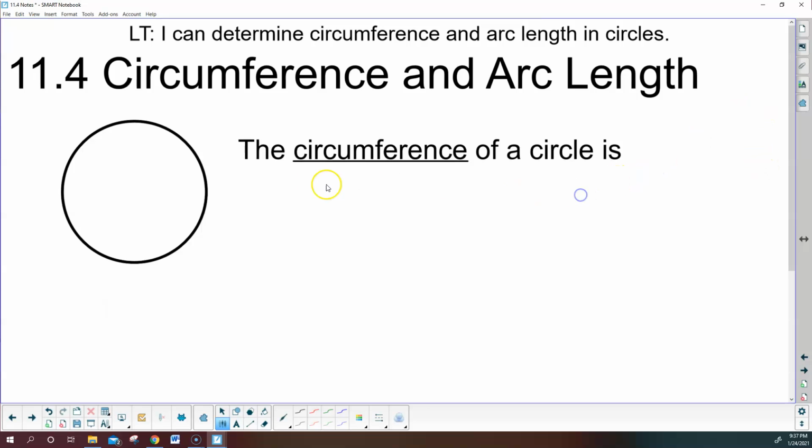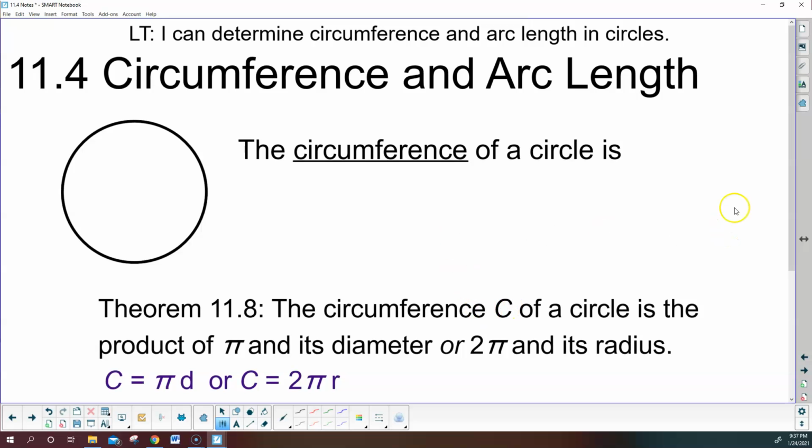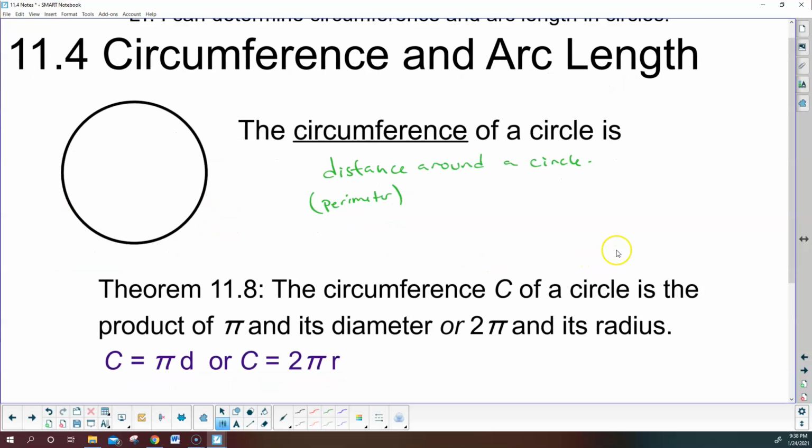Well, circumference is the distance around a circle, right? This circumference is the distance around the circle. Now, when we say distance, some people like to also think of that as perimeter, right? That's the distance all the way around. That's perimeter. There's two different formulas you could use.